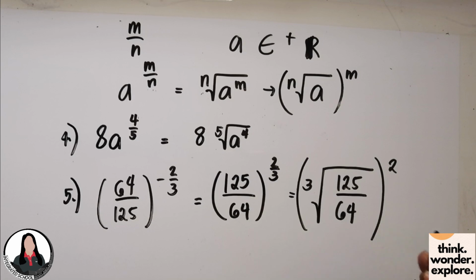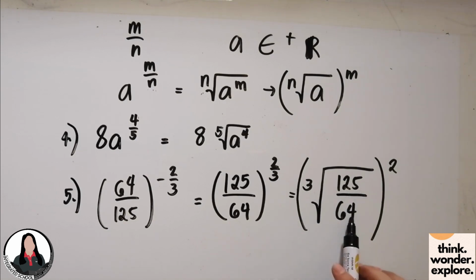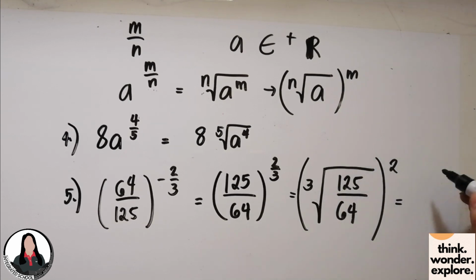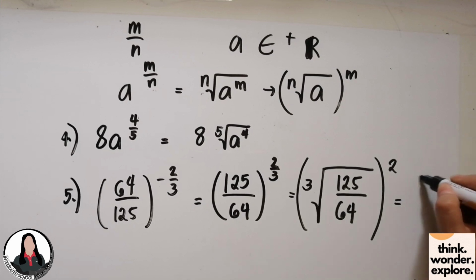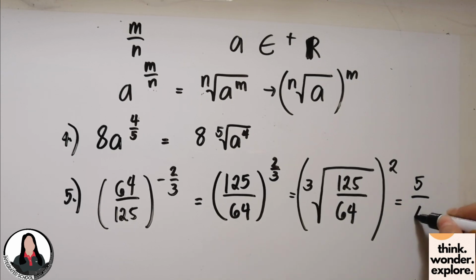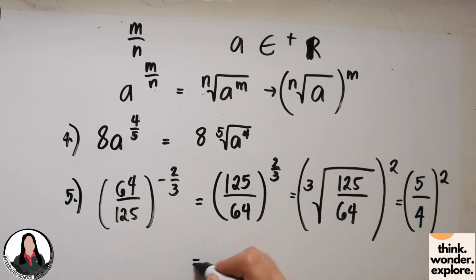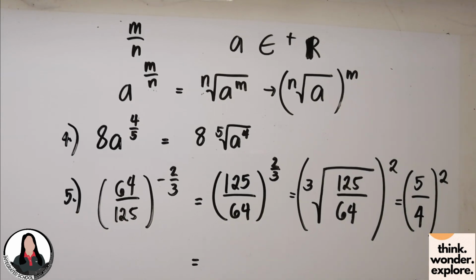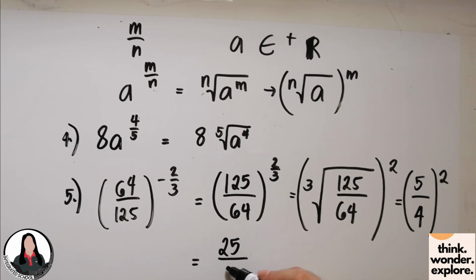Now, kung makikita nyo, we can evaluate this as the cube root of 125 all over the cube root of 64. So, this will become the cube root of 125 is 5 and the cube root of 64 is 4, quantity raised to 2. So, simply, 5 squared, or when we apply the power of a quotient rule, this will become 25 all over 16.